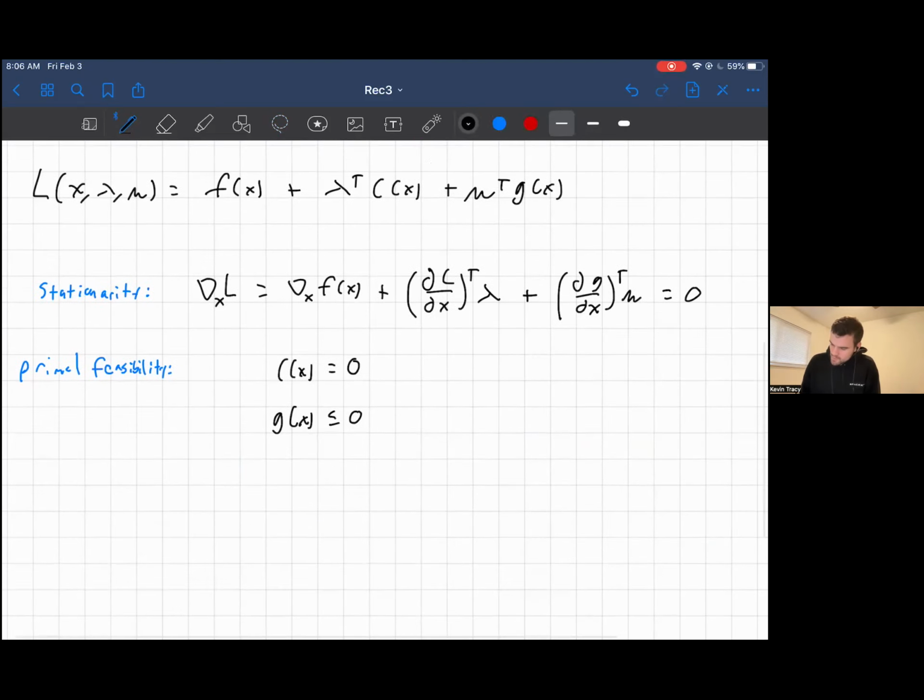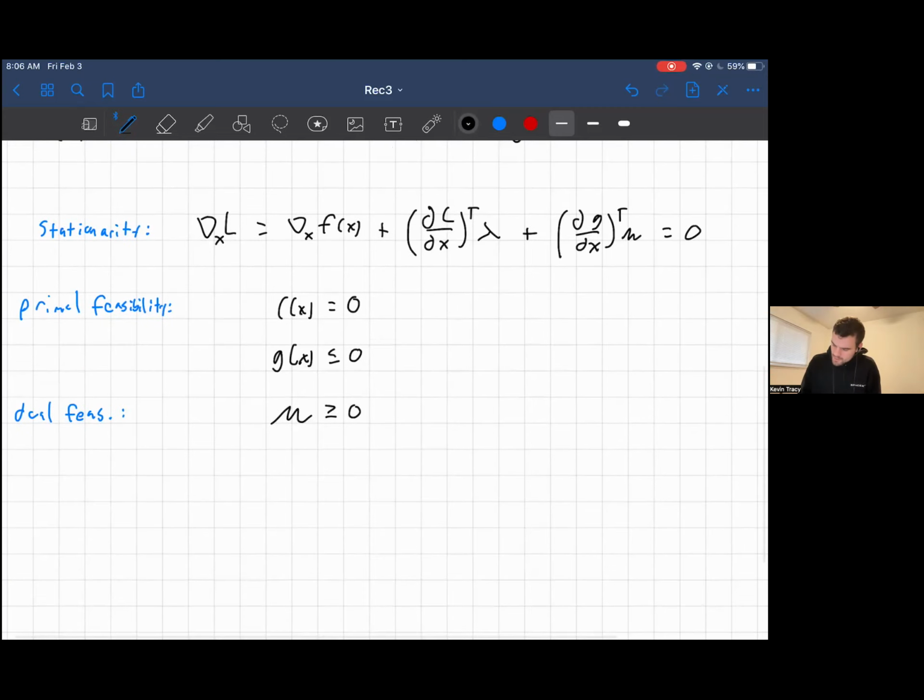Now the next one is going to be dual feasibility. And this one just means that our dual variables must be feasible, which we won't dive into any sort of theory here, but I'll just say that mu must be greater than or equal to 0.